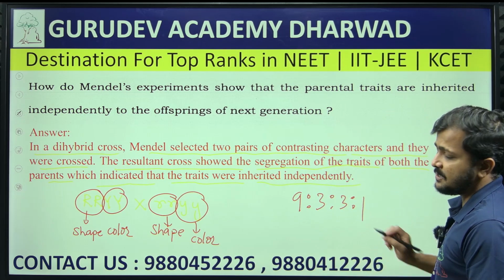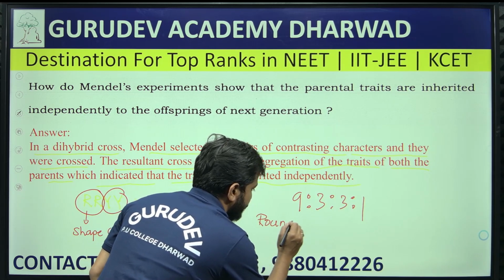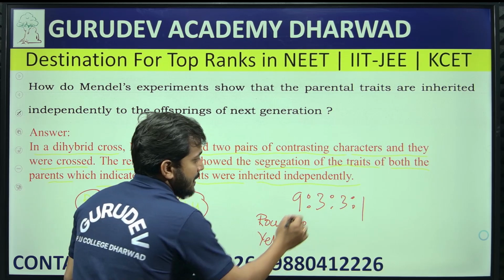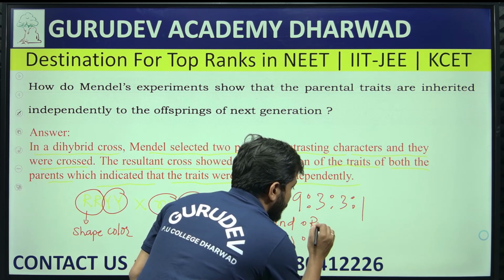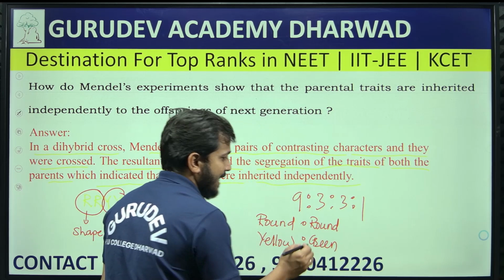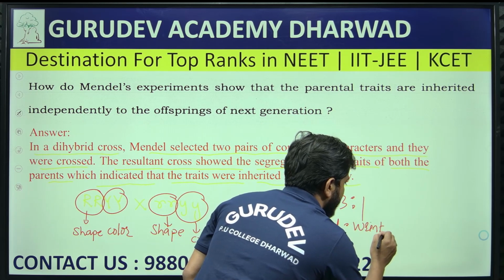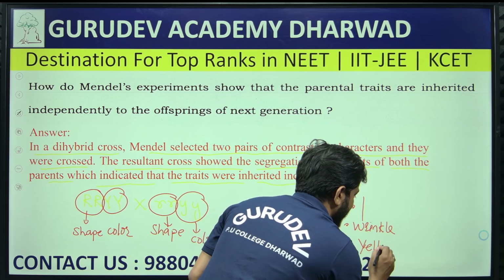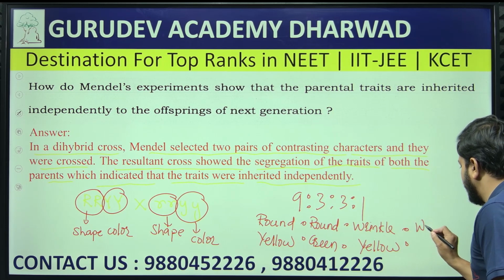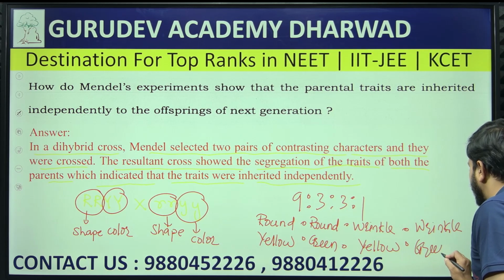With respect to this ratio, 9 of them were round yellow, which maintained the parental character. Then 3 of them were round green, which is a non-parental combination. Then 3 of them were wrinkled yellow, again a non-parental combination. And lastly, the recessive form, the wrinkled green.